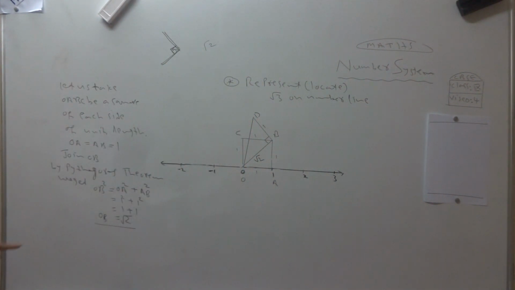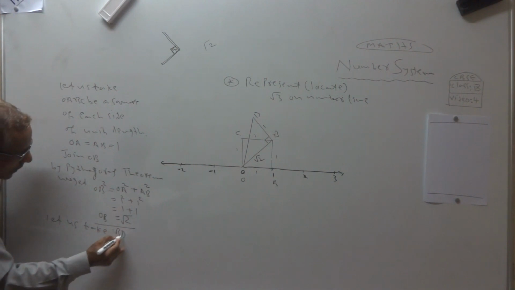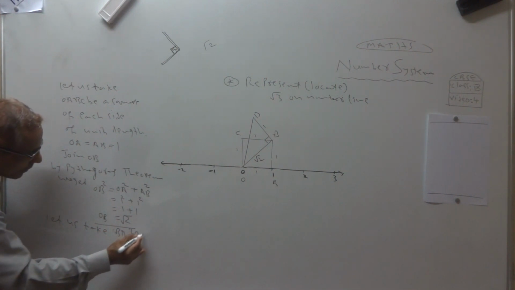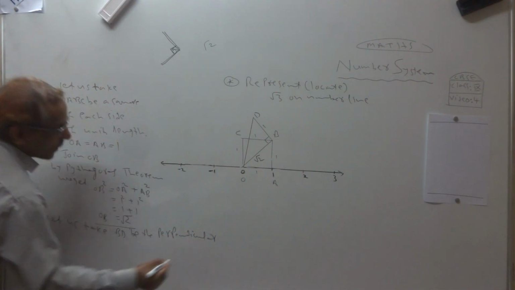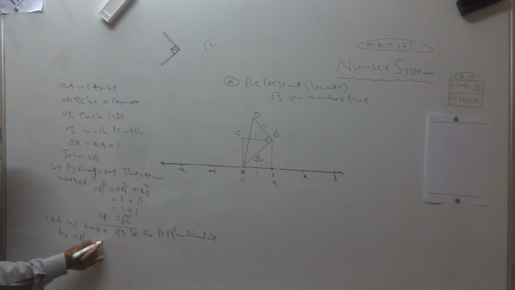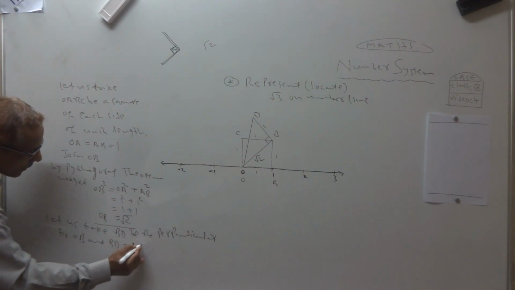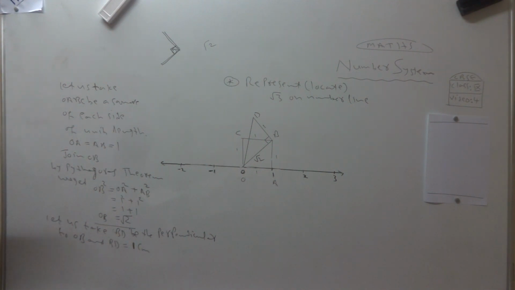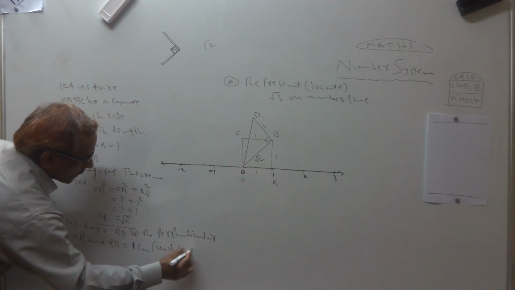Clear? Now further, what do we write? Let us take BD be the perpendicular to OB, and BD is of unit length, equal to 1. BD also we take unit length, 1 centimeter.